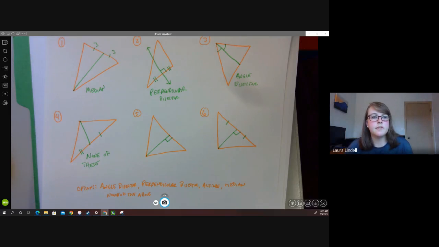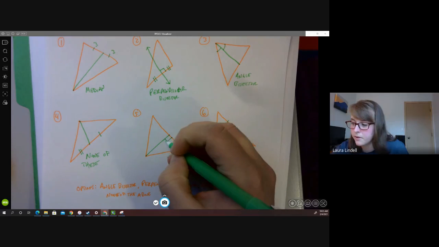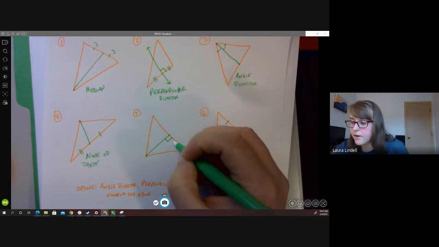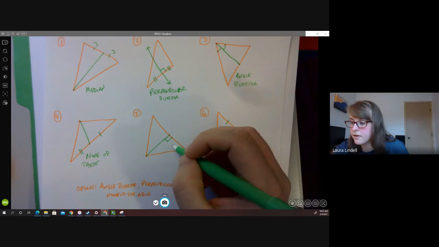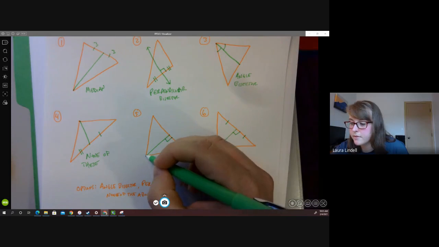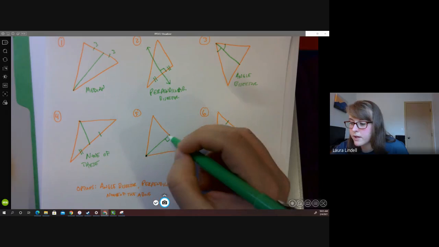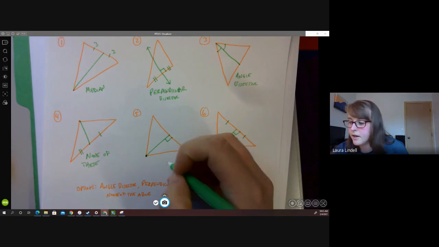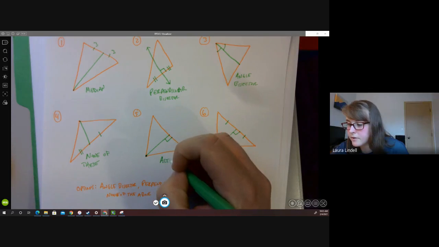All right, we're down to the last two. Number 5, what do we think that one is? Altitude. Yeah, we've got this perpendicular right angle symbol going on, but it's not a bisector. And it goes through a vertex. So if it goes through a vertex and is perpendicular to the opposite side, that tells us it is an altitude.